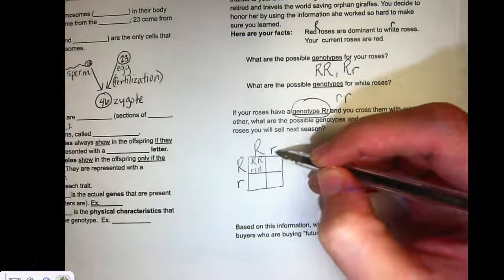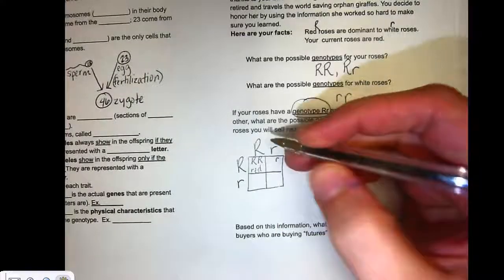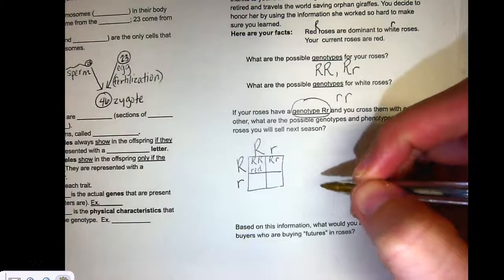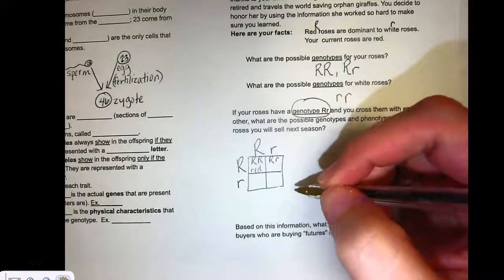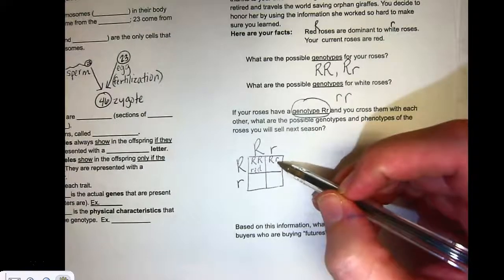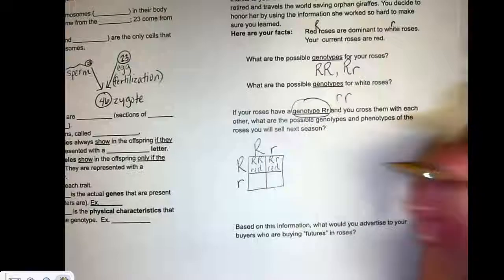In this box, they get a little r from here. I'm going to write it second because you always have to put the capital first. And they got a capital R from this rose. Okay, so what color are these roses going to be? They're going to be red again, because remember, if there's one dominant and one recessive, the dominant overtakes that recessive. So we still have red.